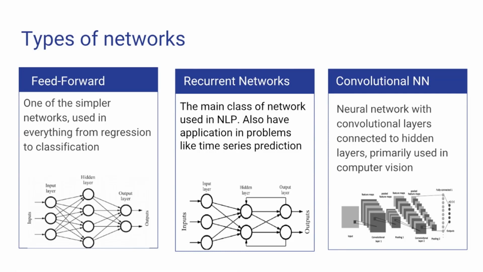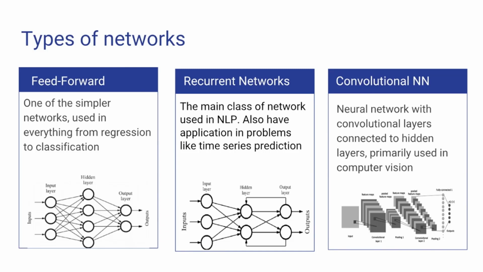So next we're going to talk a little bit about the types of networks. Feedforward is the next simplest up from a perceptron, used for everything from regression to classification to having a bit of use in reinforcement learning as well. And as you can see in the picture below, it's densely connected, which means each layer is fully connected with each subsequent layer. Right?